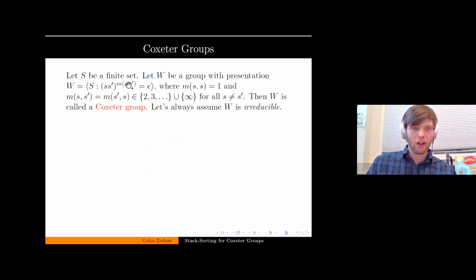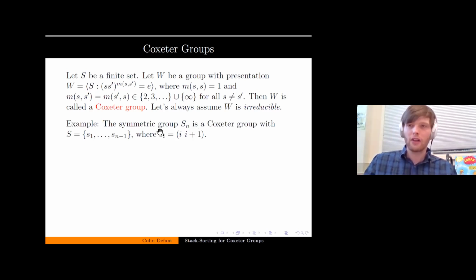And these exponents have to satisfy, first of all, that M of S comma S is always 1. This is just the same as saying that each one of your simple generators is an involution in the group. And then also M of S comma S prime is always equal to M of S prime comma S. And this is some integer that's at least 2 or infinity when S is not equal to S prime. And if it's infinity, then this relation is basically not there. So W is the Coxeter group. And I'm just going to assume that the Coxeter groups here are irreducible. I don't really lose anything by making this assumption, because if you understand the irreducible case, you can understand the reducible case. But I think for the presentation, it's just easier for me to assume everything is irreducible.